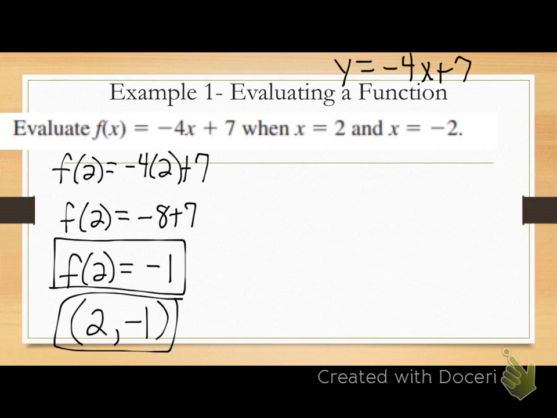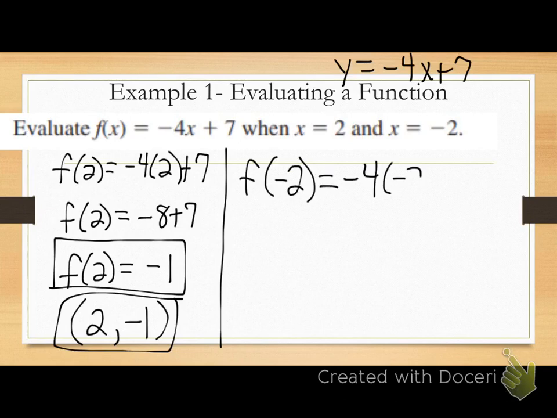You still need to do -2. Yeah, I still have to evaluate my function when x equals -2. I'm going to approach it the exact same way. This time I'm replacing all my x values with -2. So I'm finding f of -2.